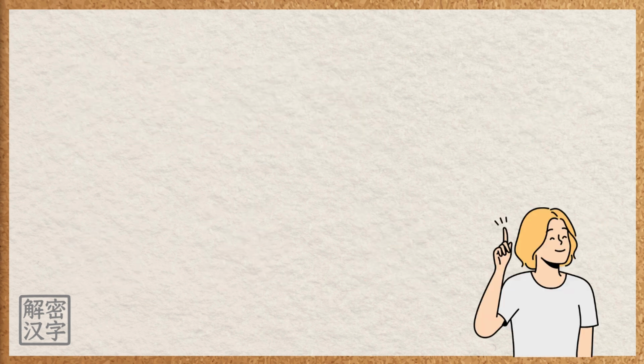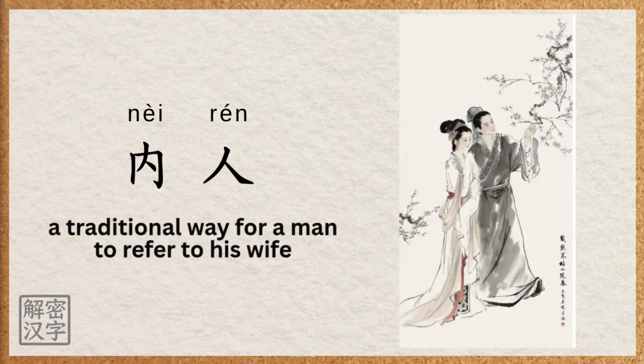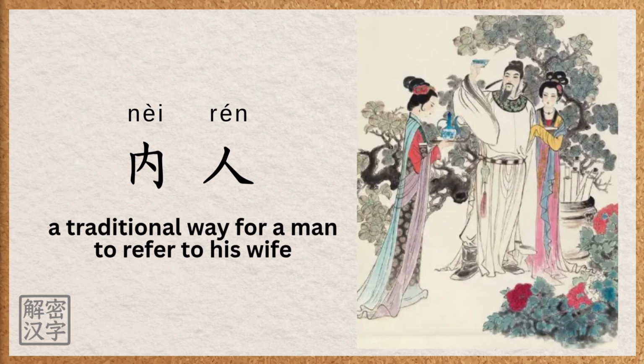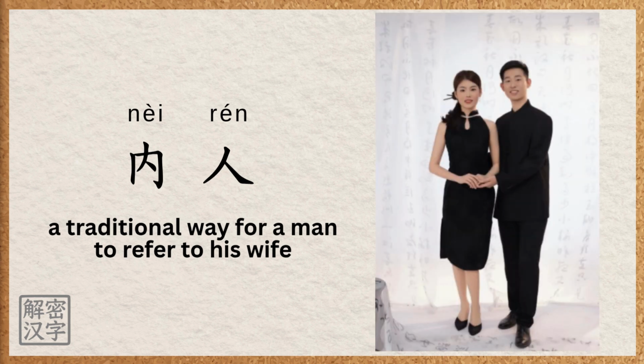Now, let's learn an interesting word, 内人. Can you guess what it means? You might think it literally means the person inside. That seems right, at least literally. But in Chinese, 内人 is actually a traditional way for a man to refer to his wife. In ancient China, a man could have several wives, and the women who lived in the inner quarters of the household were called 内人. Even today, some people still use this term to refer to their wives, as it carries a polite and traditional tone.